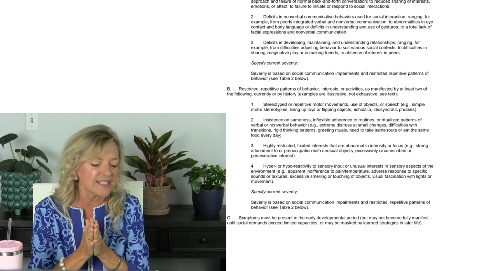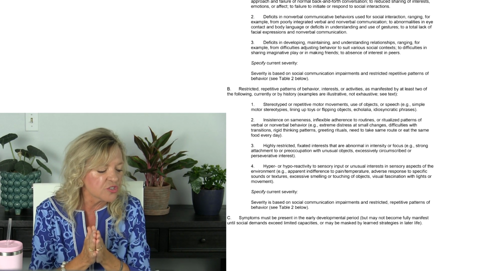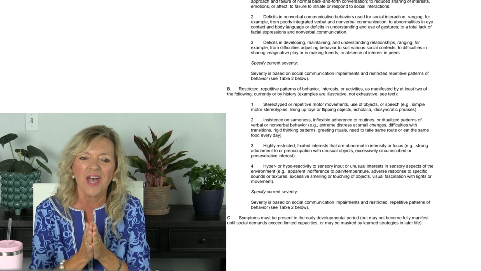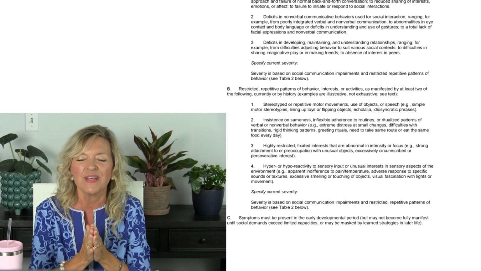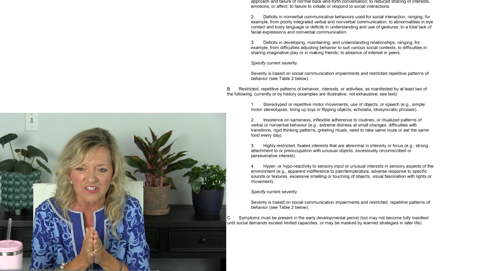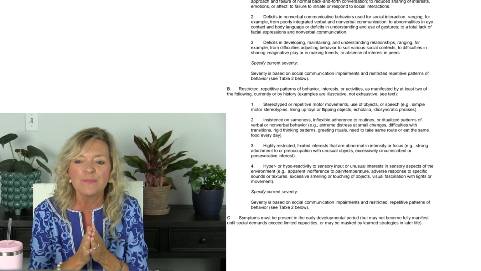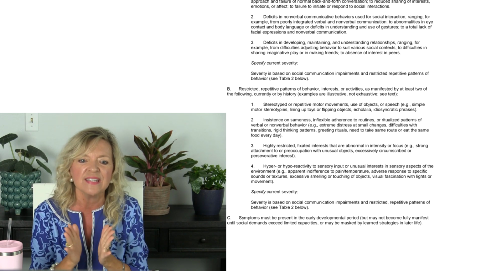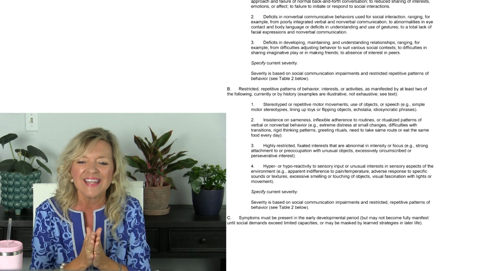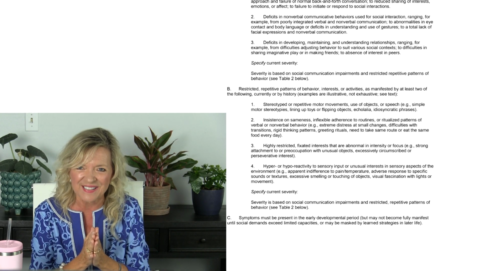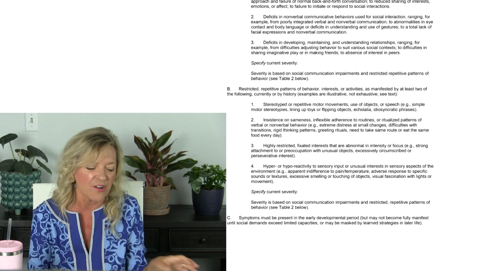So the first type of restricted repetitive pattern of behavior would be stereotyped or repetitive motor movements, use of objects, or speech. And so examples: simple motor stereotypies, lining up toys or flipping objects; echolalia or idiosyncratic phrases. So that's what we're going to be talking about right here.